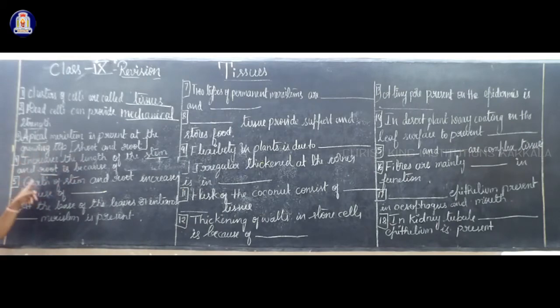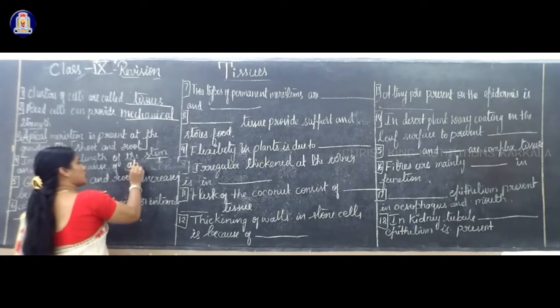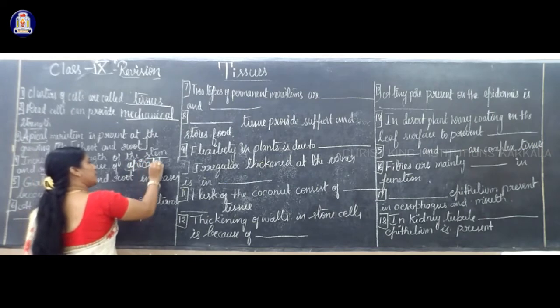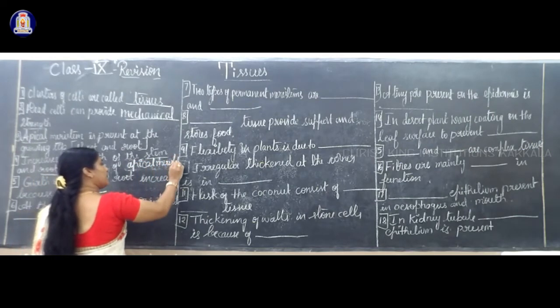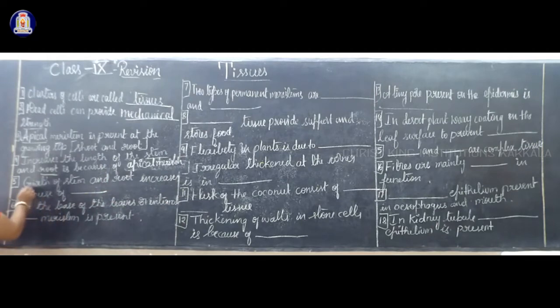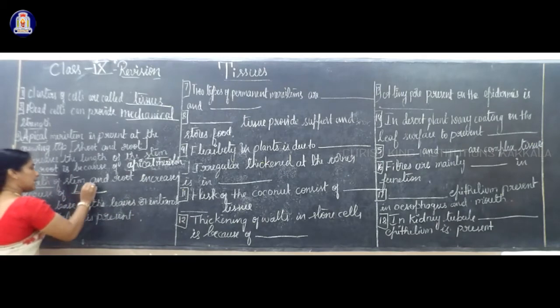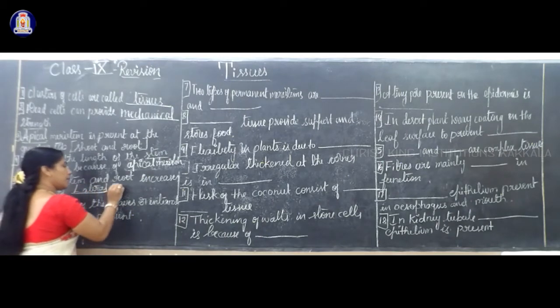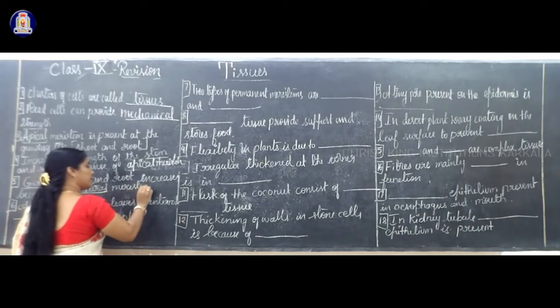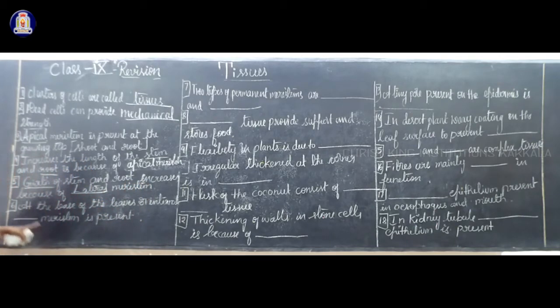Increases the length, increases the girth. Keep in your mind, girth means width in size. Increases the length of the stem, height wise and deep wise in the root. That is also because of apical meristem. Next one. Girth, width of a stem and root increases because of lateral meristem. Keep in your mind, don't get confused with the two questions.